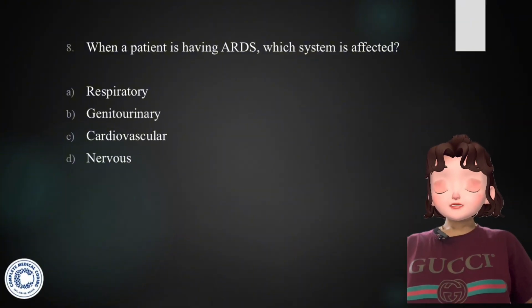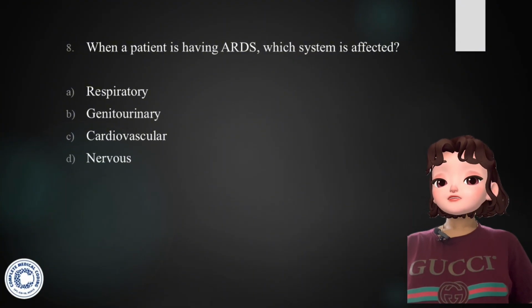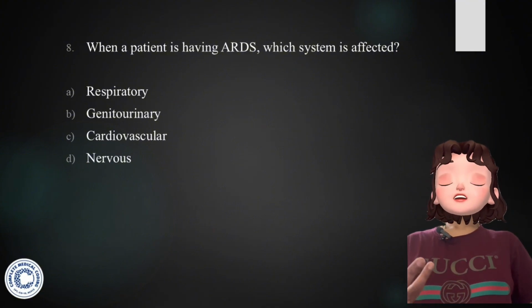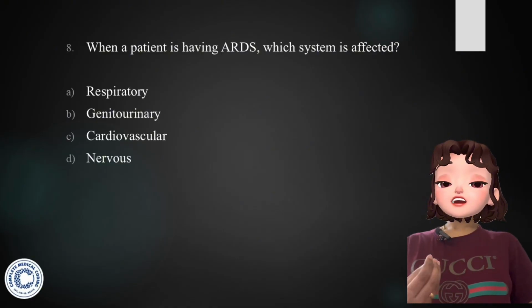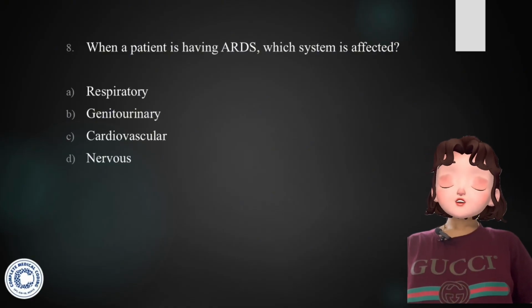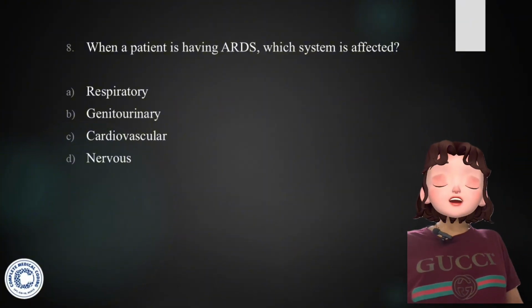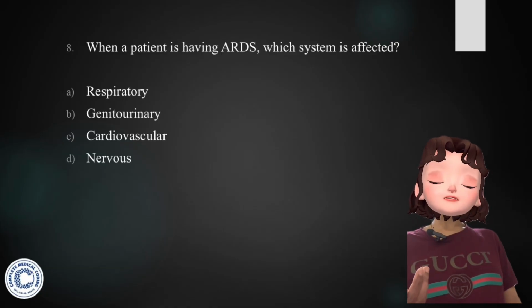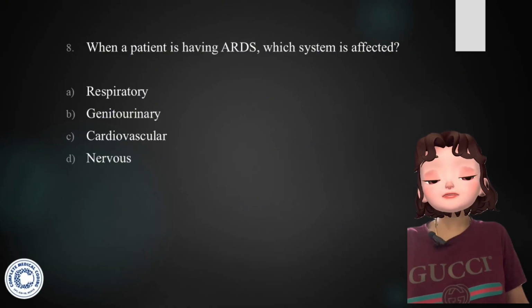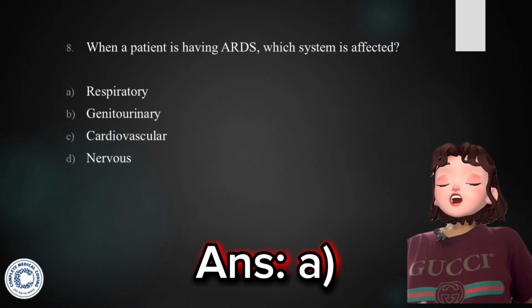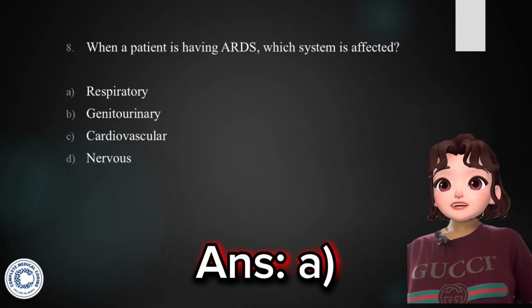Option A, respiratory. Option B, genitourinary. Option C, cardiovascular. And option D, nervous. So what is the full form of ARDS? ARDS means acute respiratory distress syndrome. Those who are from a medical background will know this; those who are not might not. From the word itself, you will understand that this is related to the respiratory system. So answer here is option A, respiratory.